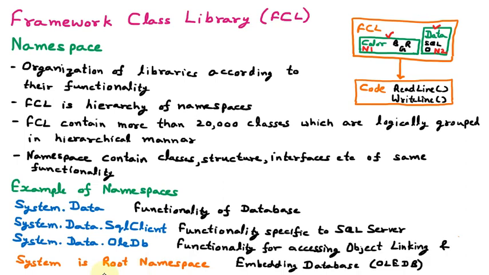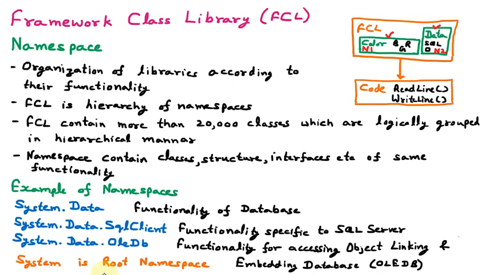So this is how, if you want to work with database connectivity, either we can include the complete database functionality by System.Data, or we can use the individual ones. Let's say I include only System.Data.SqlClient with the SQL functionality, or I include System.Data.OleDb for object linking and embedding of databases. So whenever we are connecting with the database, we need this.